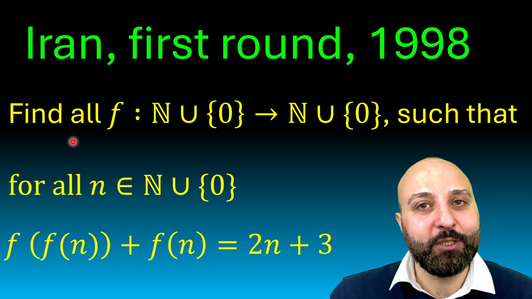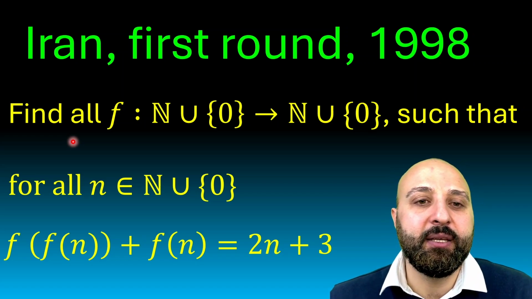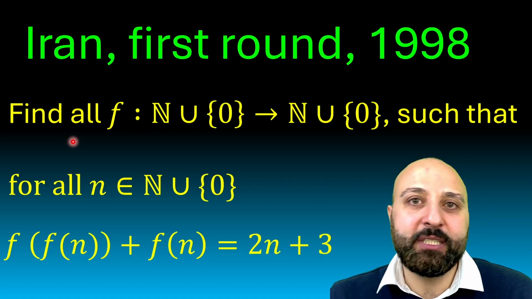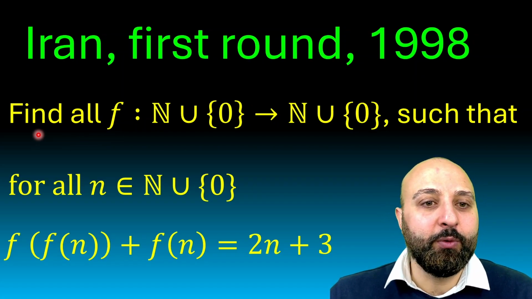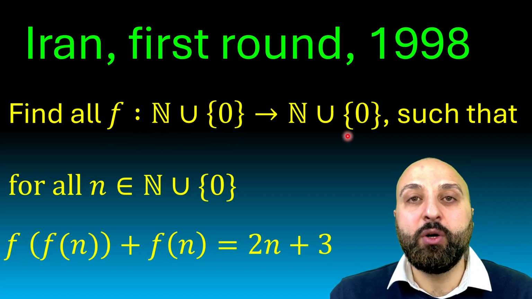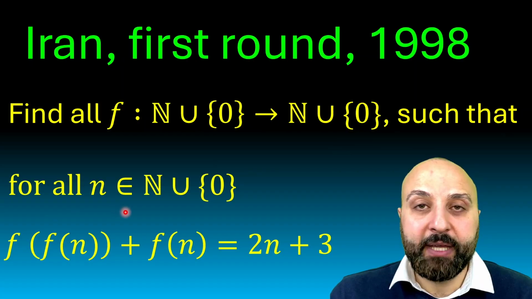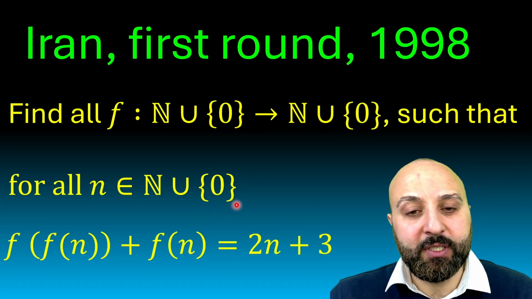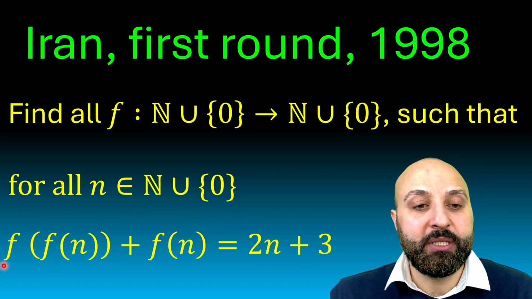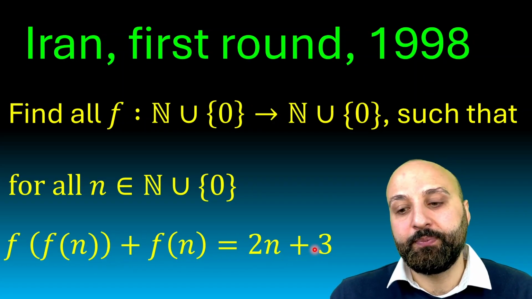Hi, here we have another question from Iran Mathematical Olympiad round number 1, year 1998. The question is to obtain a function with specific properties. We want to find all functions f from natural numbers including 0 to natural numbers including 0, such that for all values of n belonging to natural numbers and 0, we have this property: f(f(n)) + f(n) is equal to n + 3.